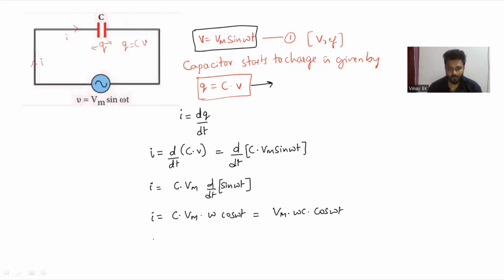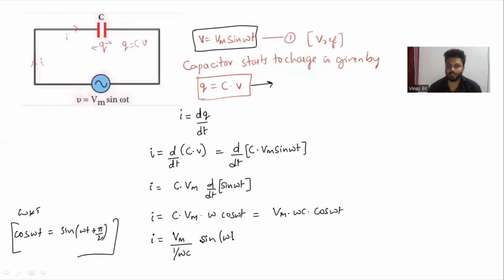Okay. Now I'll rearrange this expression. Instead of writing omega C, I can also write Vm divided by 1 by omega C. It is nothing but Vm into omega C only. And we know that cos omega t is nothing but sine of omega t plus pi by 2. So I will substitute that here, and you get sine of omega t plus pi by 2. This equation, I can give as equation number A.